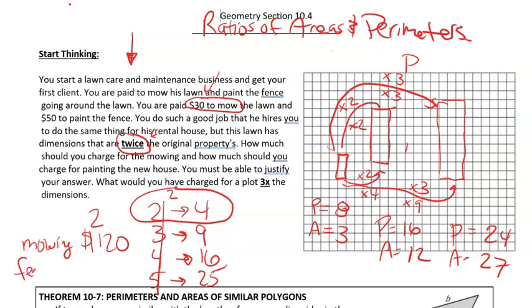Next, the fence. The fencing, you originally charged $50, and now the property is twice as big. How much should you charge? What happens when you double the side length? You double the perimeter. So it is going to be $100. Does anybody have any questions on that?